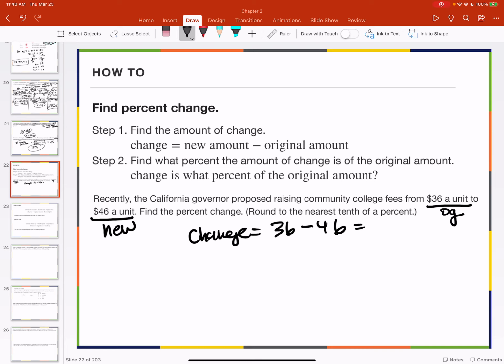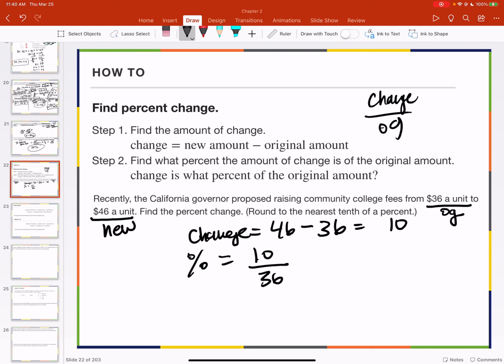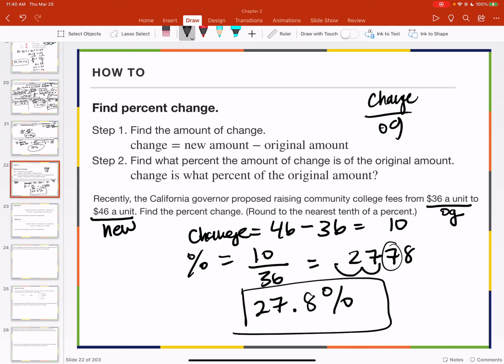Oh, sorry, that's backwards. I did that backwards. So 46 minus 36. So it changed $10. Now for the percent change, you have to put the change divided by the original. So 10 divided by the original, which was 36. So 10 divided by 36 gives you 0.27, but we need to express that as a percent. So we need to move it 2 spaces, so you get 27 point, and if we round it, 8%. So it increased by 27.8%.